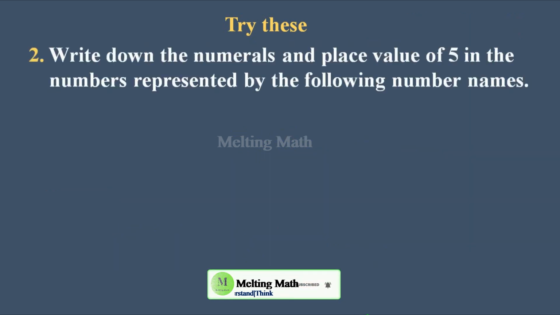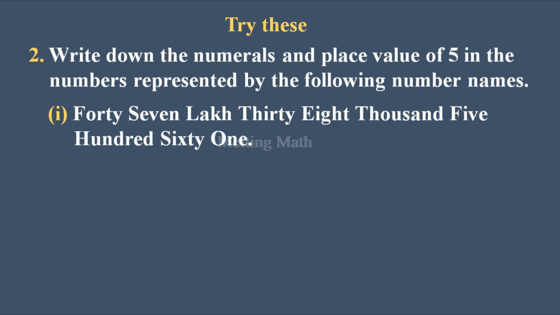Write down the numerals and place value of 5 in the numbers represented by the following number names. So in the following questions we have to write the place value of 5. Let's see the first one: 47,38,561. Here they have written the number in words, so we have to change those words into numbers first. Let me read it again.